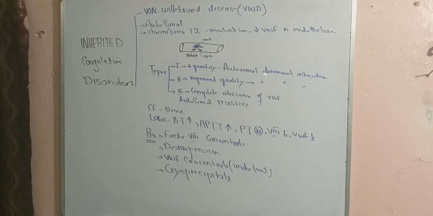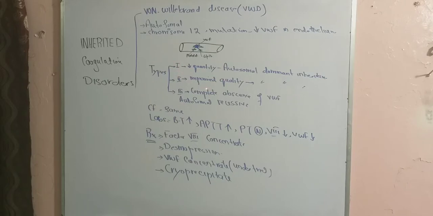What is the difference between autosomal dominant and autosomal recessive? For a disease which is autosomal dominant, only one of the genes, either from the father or the mother, needs to be defective for the disease to be transmitted to the offspring. But in case of autosomal recessive, both the genes from both the parents should be defective before it shows up in the offspring. So type 1: decreased quantity, and autosomal dominant inheritance.